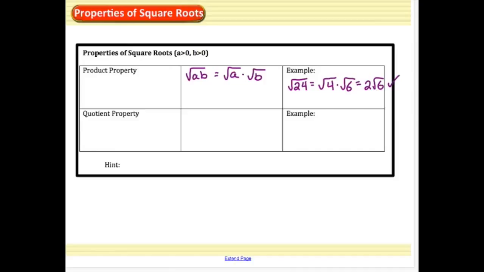This works similarly with division, so we also have the quotient property. Whenever you have a large radical a over b, it's the same as having radical a over radical b. And this is really helpful because you do not want to have radicals in your denominator. So for example, radical 2 over 5 is the same as radical 2 over radical 25. And so I can simplify and say radical 2 over 5, because 5 is the square root of 25.